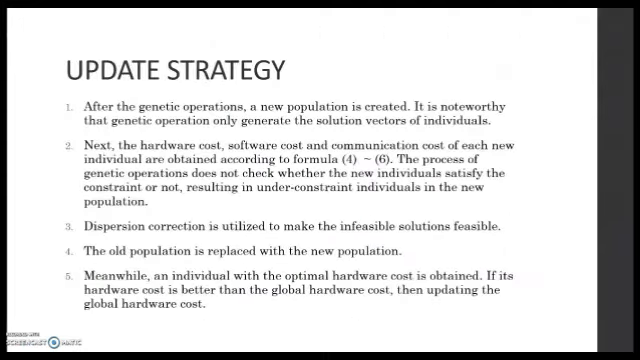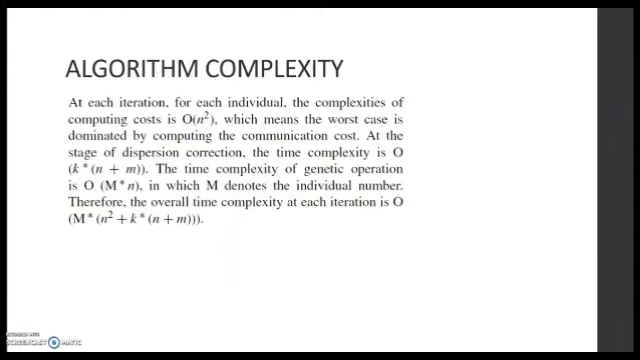This process of genetic operations does not check whether the new individuals satisfy the constraint or not, resulting in under-constrained individuals in the new population. Dispersion correction is utilized to make the infeasible solutions feasible. The old population is replaced with the new population. Meanwhile, an individual with the optimal hardware cost is obtained. If this hardware cost is better than the global hardware cost, then updating the global hardware cost.